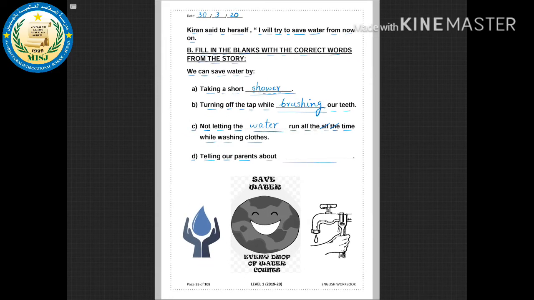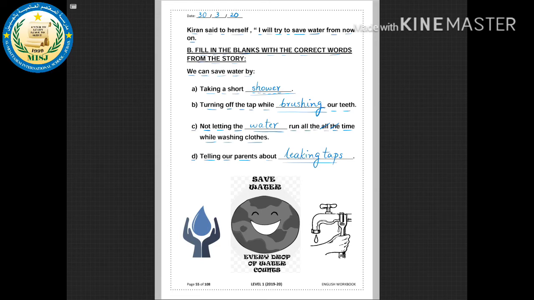Part D, telling our parents about dash. Now in the story, what was it that we thought that we should always tell our parents? What is it that we should always tell our parents about? Yes, very good. Leaking taps. Every time you see some leaking taps, just inform your parents right away so they can fix it, and then no more water will be wasted.